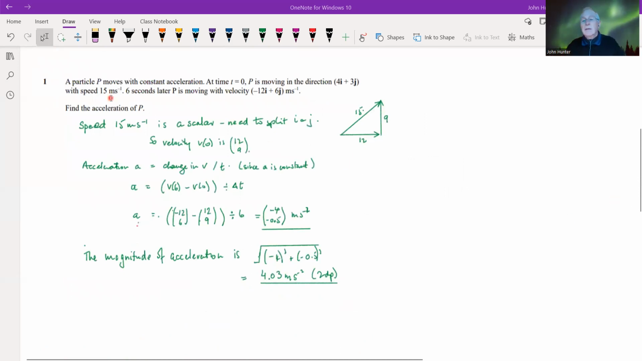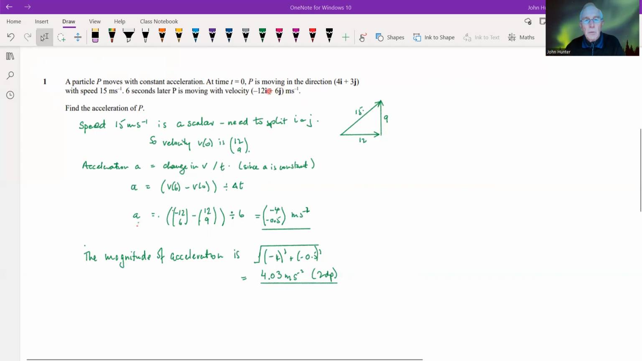Well, exactly the example I had above. Particle P moves with constant acceleration. At time t equals 0, P is moving in the direction, that's the direction. It's moving with speed 15. Now, this is a slightly obscure way of telling you what the velocity vector is, so we'll come back to that. 6 seconds later, P is moving with velocity minus 12i plus 6j.